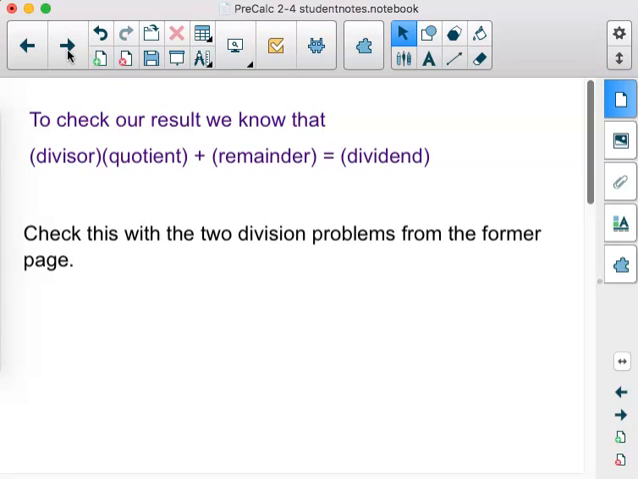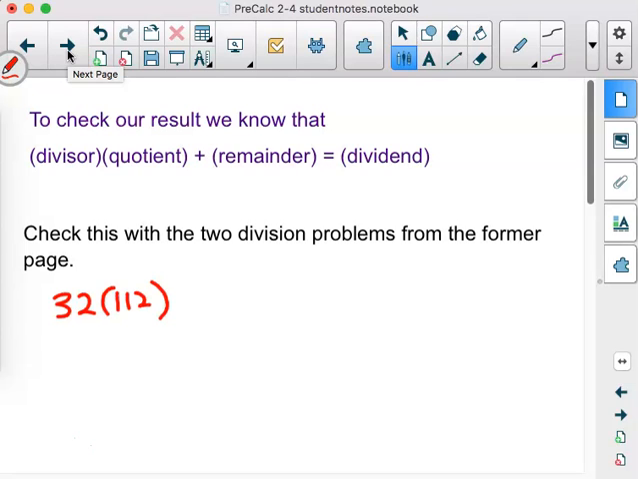Now, to check our result, to know that we're right, because something like that's going to be worth several points. There's a lot of steps in that. You take the divisor times the quotient, and then you add the remainder, and that better get you the dividend, what was underneath our division symbol. Now it says we're going to check this with the two division problems from the former page. So I remember that the first one we had an answer that was 112. And then it says once we find that, we have to add the remainder, and we should get back to our dividend. So our remainder on that one was a 3.